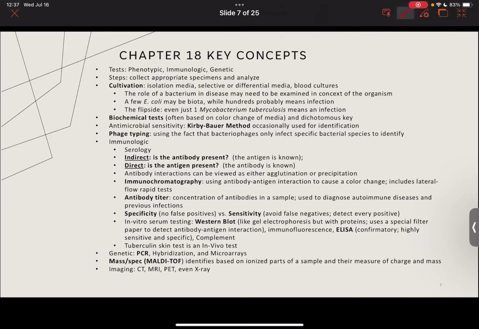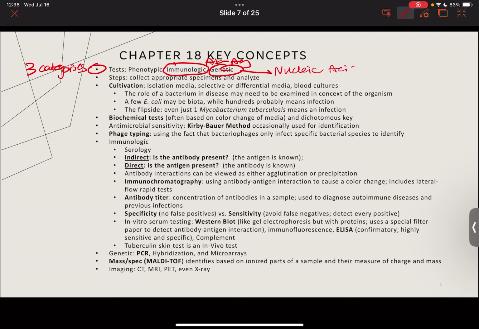All right, phenotypic. We have basically 3 categories of tests. You are either phenotypic, immunologic, or genetic. If you are immunologic, we are dealing with antibodies and antigens. Genetic, we are dealing with literal nucleic acid sequence. We're going to go through some specific ones here in just a second, but I don't want to spend too much time on this one because we've gone through a lot of these tests before.